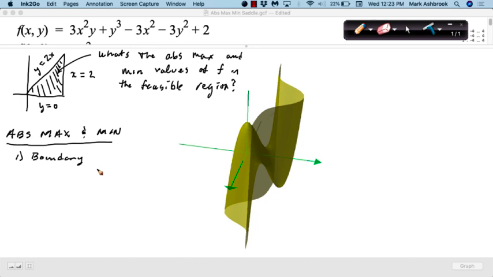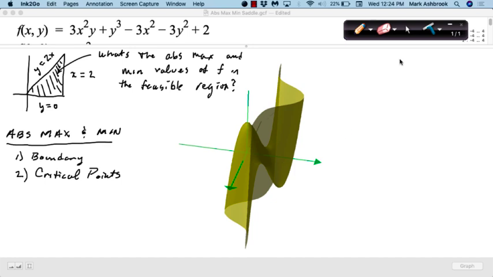All right, and where else could an absolute max or min occur? Critical points, right? Local max or min. So we're still going to have this same approach to finding an absolute max and min. We're going to check what used to be two endpoints. Well, now it's this whole triangular boundary. Okay, and then any critical points that lie inside of the region.